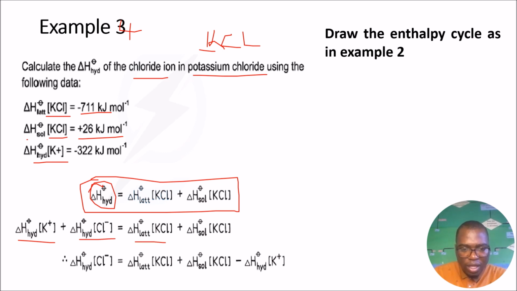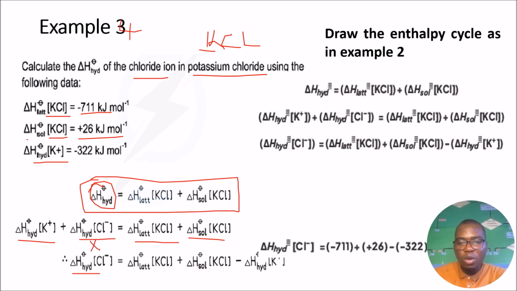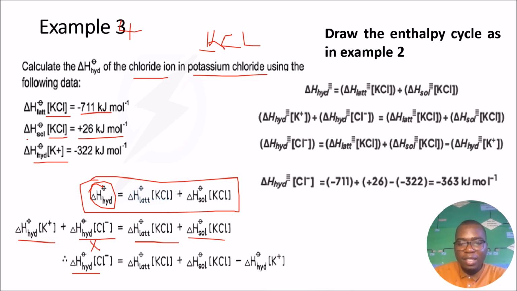Now the lattice energy they've given you is -711 kilojoules per mole. Then the solution they've given you is 26 kilojoules per mole. Then also for K they've given you -322 kilojoules per mole. So you just substitute it there. The only thing that will remain is X. And then you solve the equation. After solving the equation, you are going to find the answer to be -363 kilojoules per mole.